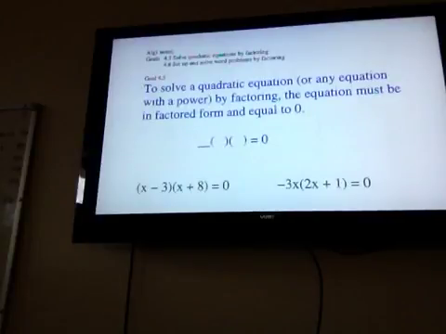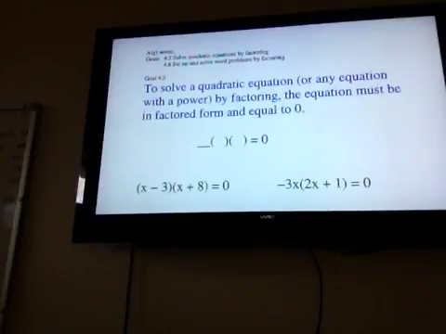Is this the only way in here? I'm trying to think. This might be the only way in Algebra 1. When you get to Algebra 2, you learn several other ways to solve a quadratic equation, or any equation with a power. Quadratic equation just means an x squared equation, okay?